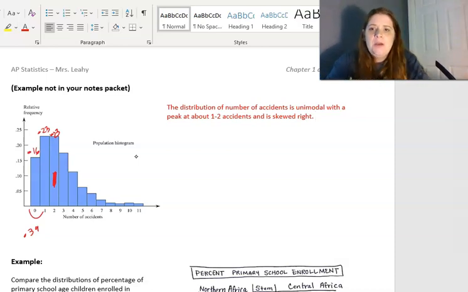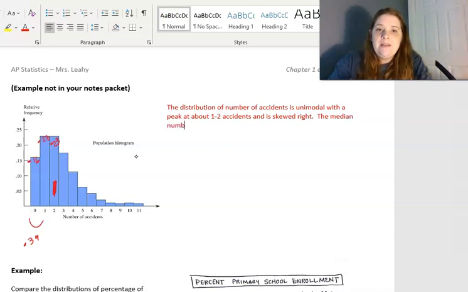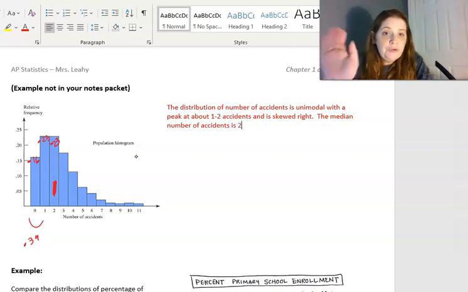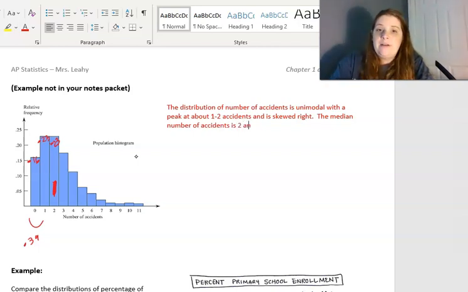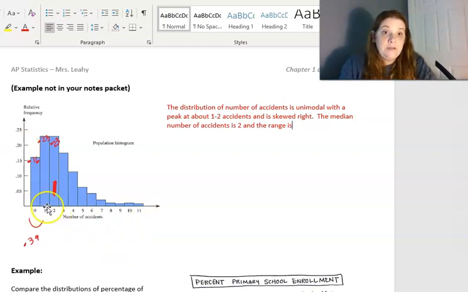All right. So the median number of accidents is 2. And the range is, all right, so we go from 11 down to 0. So the range is 11 accidents.